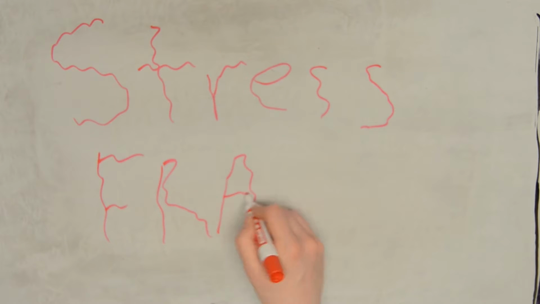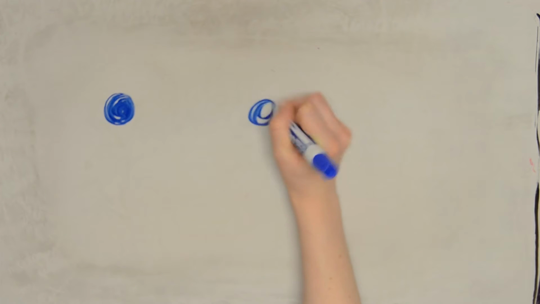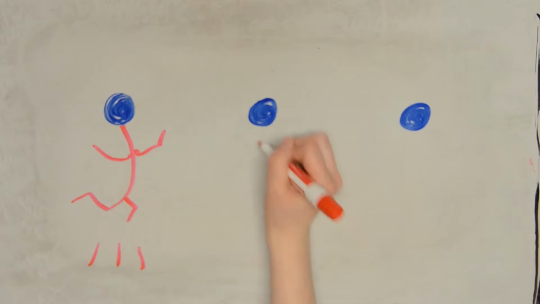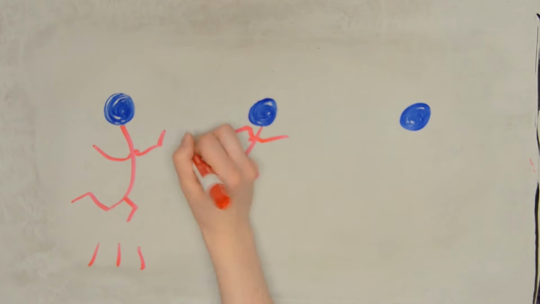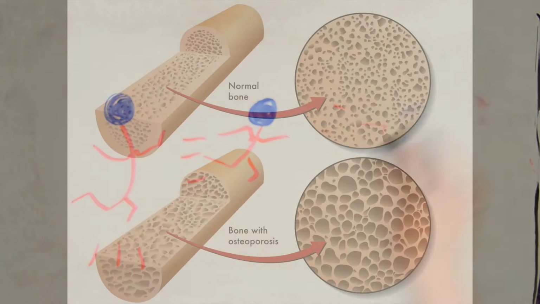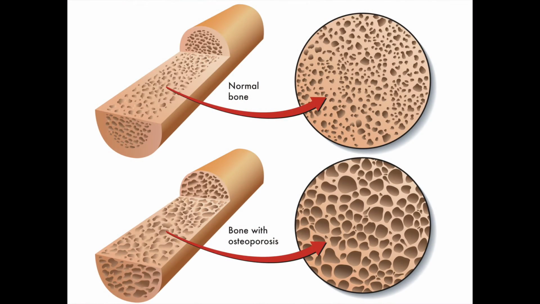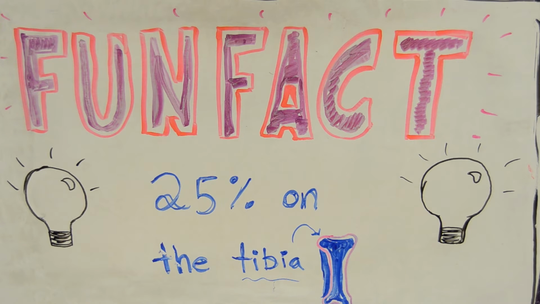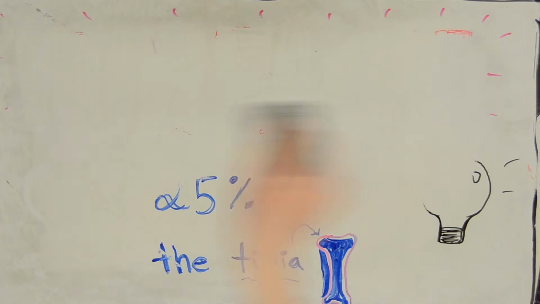Unfortunately, stress fractures can occur without a physical break of the bone. Stress fractures can occur in healthy adults through repeated taxing activity, such as jumping, running, or even dancing. These small microscopic stress fractures can be quite painful and can lead to certain bone diseases such as osteoporosis if the fracture is left untreated. Fun fact, about 25% of stress fractures can occur on the tibia.